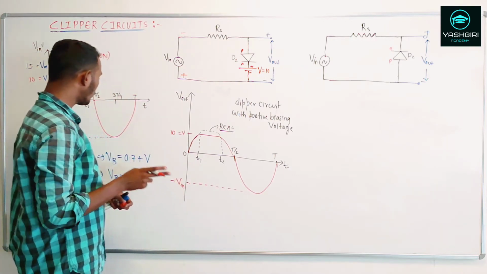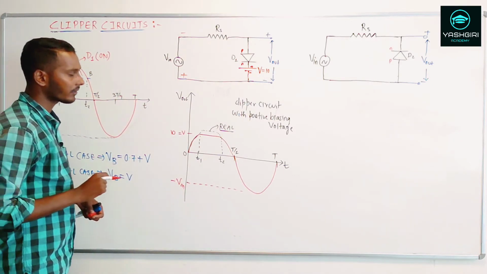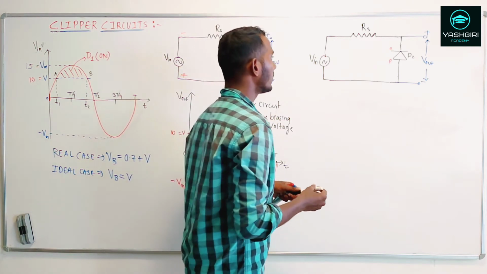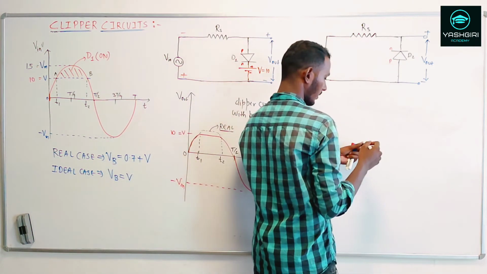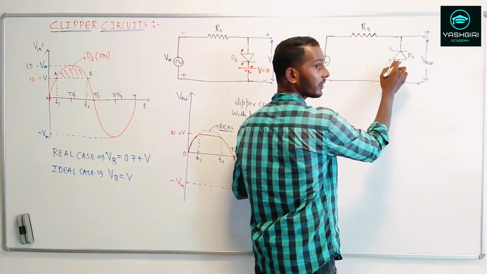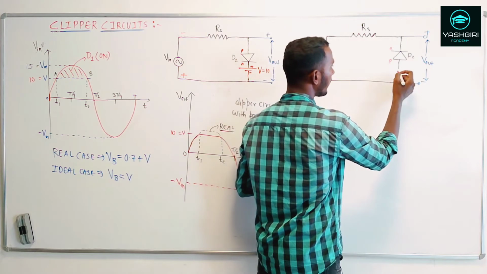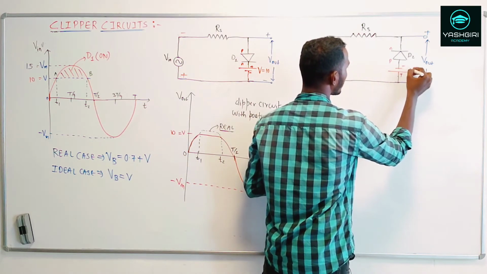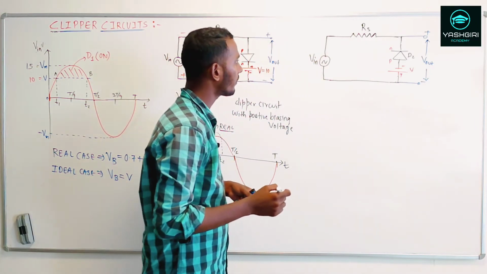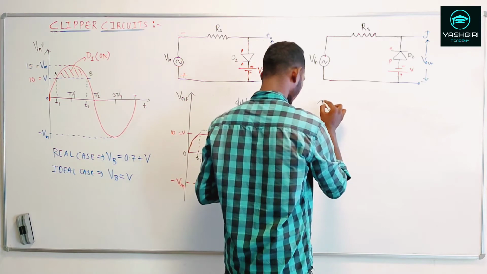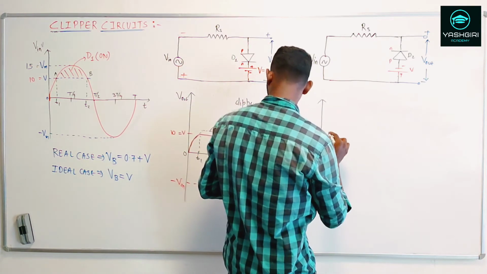Now let's see how to clip a negative half cycle. Here again we have the same circuit. Now this is my diode, P and N. I connect a biasing voltage in such a manner that this diode D2 is in reverse bias. So I connect plus and minus like this, having a potential difference of V volts. Now let's trace the output waveform.